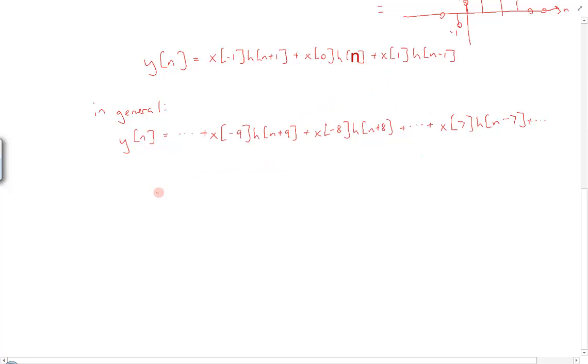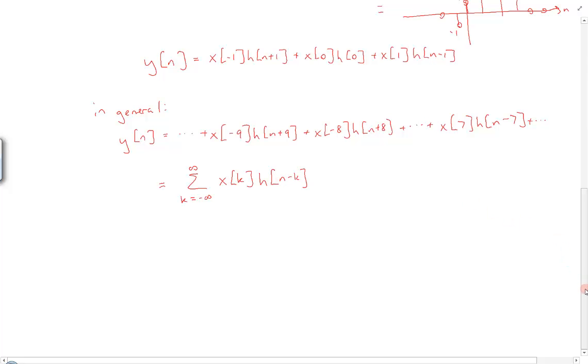And again, more generally, just to write this for all possible combinations, taking everything into account, we say that this is a summation going from k equals negative infinity to infinity of x of k times h of n minus k. And this is the definition of the convolution sum. This gives us a mathematical form to find the response to any arbitrary input x when we know the impulse response of the system and the system is linear and time invariant.